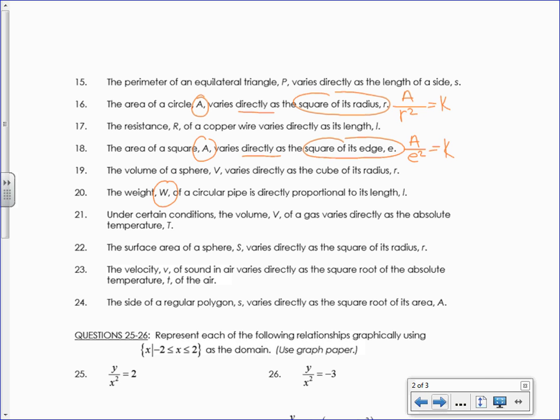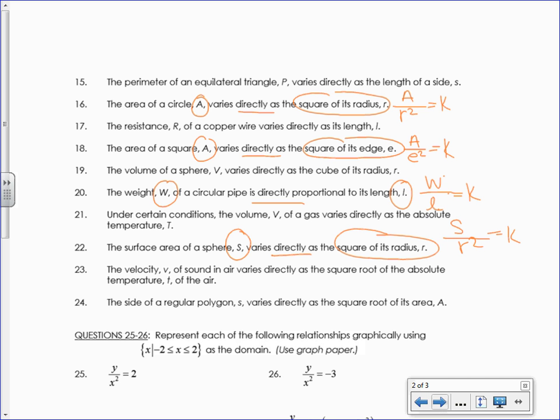20. The weight is directly proportional. Remember, directly proportional means the same thing as varies directly. So the weight is directly proportional to the length. So W divided by L equals K. Weight, direct, length. 20. The surface area of the sphere S varies directly as the square of the radius. So the surface area varies directly as the square of the radius.